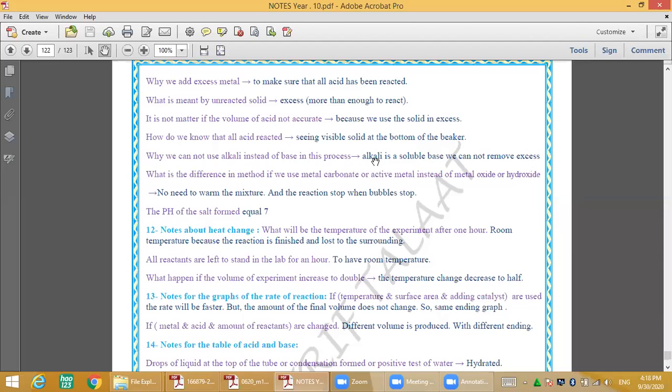In the case of neutralization, we are using a base, not an alkali. Why? Because an alkali is soluble and we can't remove the excess.